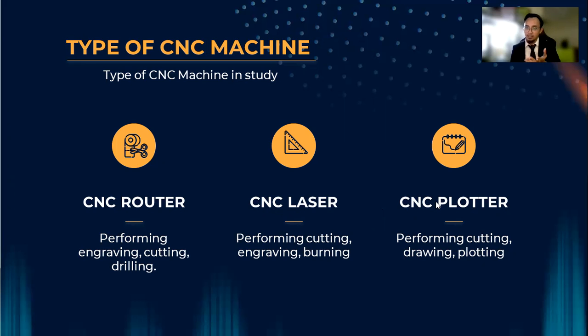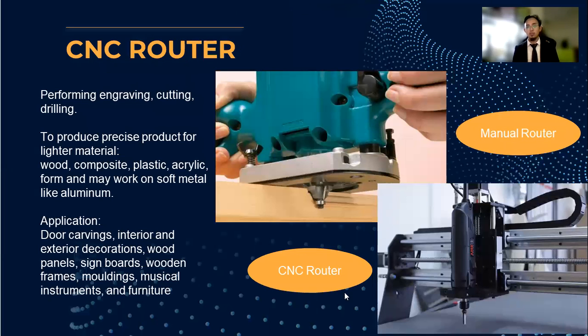And it can be cutting. Why? Because usually when we order a sticker at a printing store, the sticker comes to us with absolutely nice cutting. So the CNC plotter is the machine that cuts the sticker. All right, so we will go through them one by one.